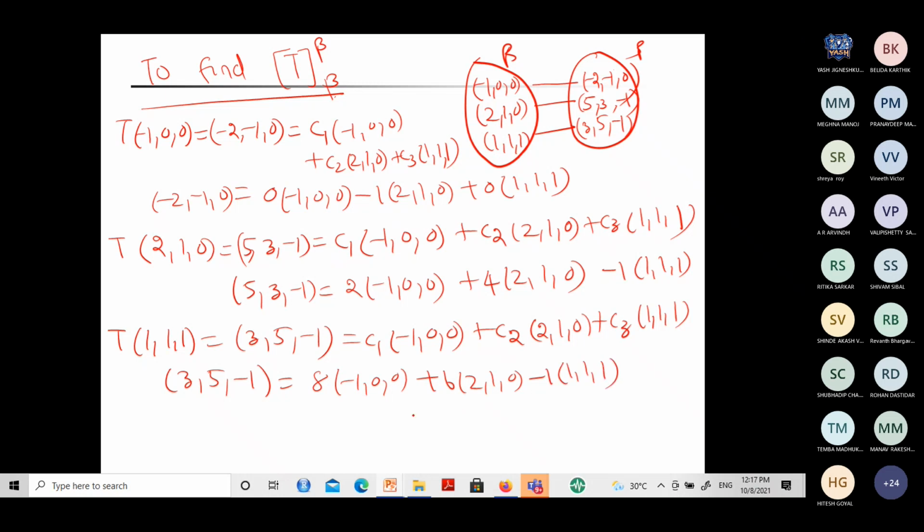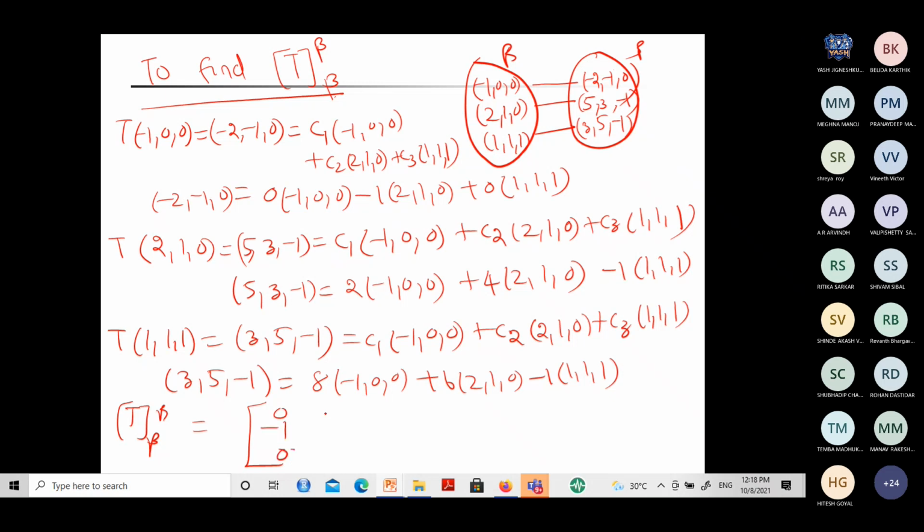Okay, we'll check whether it is correct. Minus 8 plus 8. Minus 8 plus 12. So 4 minus 1, 3. 6 minus 1, 5. Yes, beta, correct.